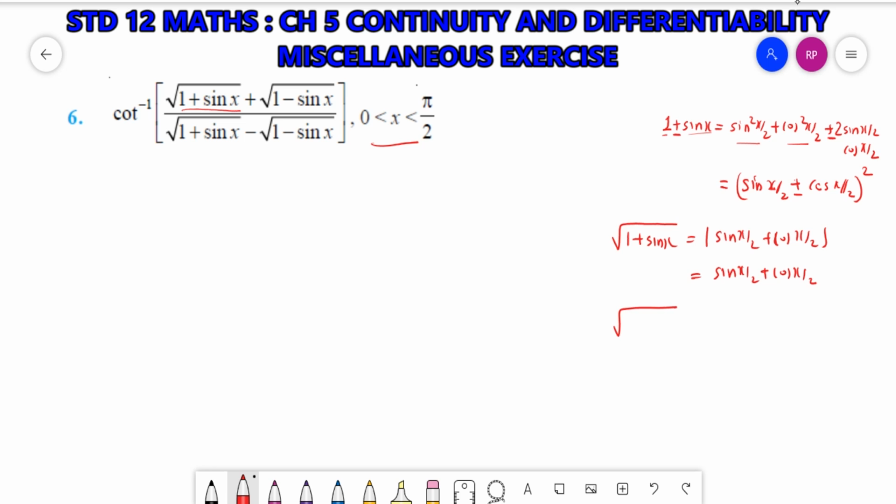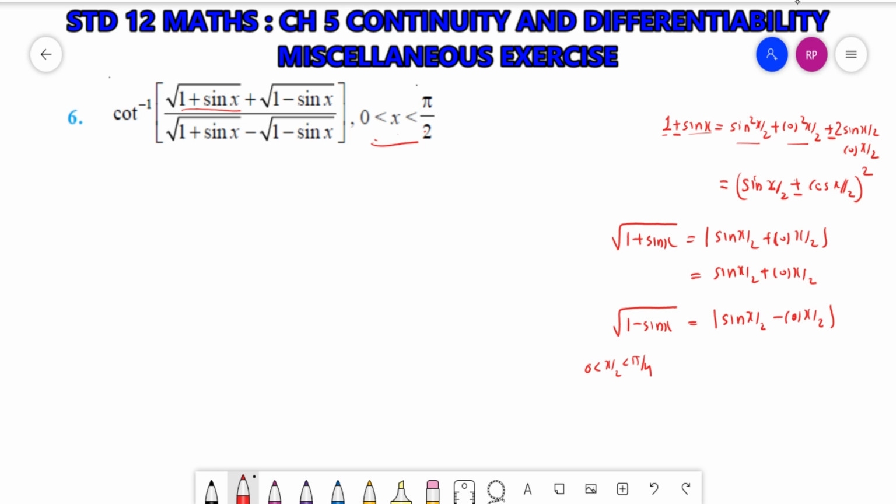When I take square root of 1 minus sin x, okay, then that will be equal to modulus of sin x by 2 minus cos x by 2. Now see, 0 is less than x is less than pi by 2. That means I can say that 0 is less than x by 2 is less than pi by 4. Now from 0 to pi by 4 cos is greater. Sorry, my mistake here. It's minus.